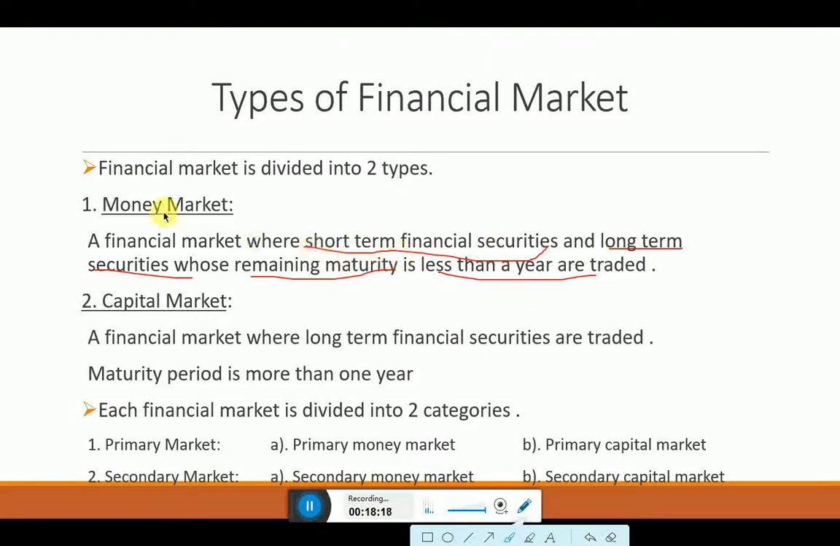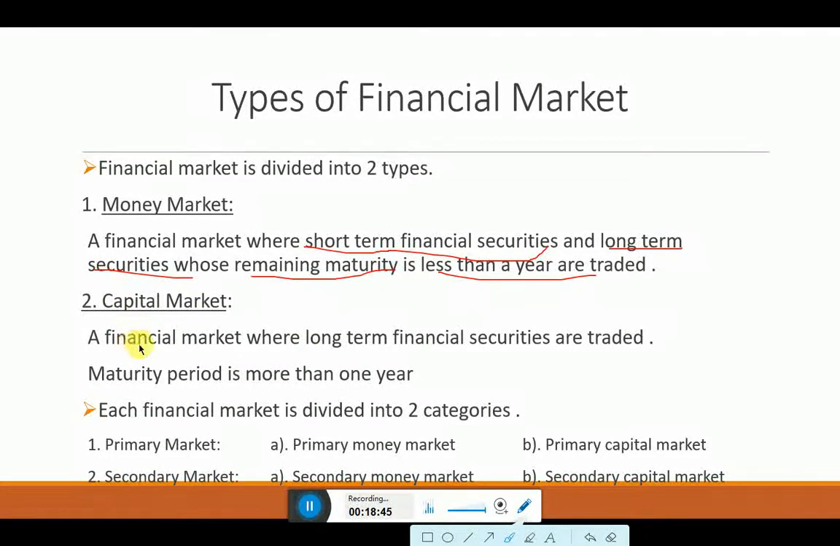Remember that on the money market, only short-term financial securities can be issued. Long-term financial securities cannot be issued on the money market, right? But long-term financial security, only those long-term financial securities whose remaining maturity is less than 1 year, can be traded. But short-term financial securities can be issued and traded as well. Both are possible. Next, we have capital market.